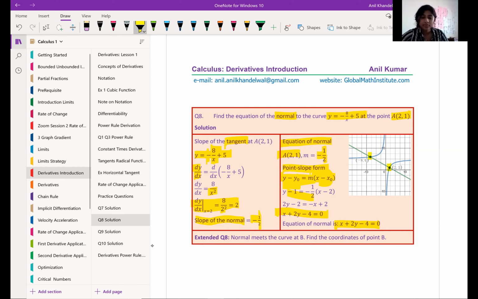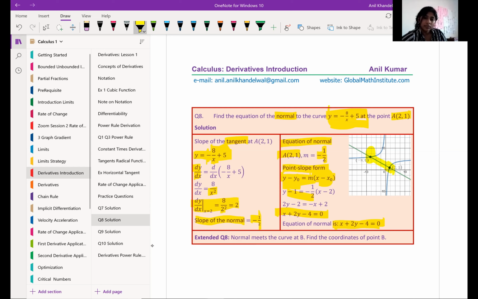All right. So here is the extended question. Normals meet the curve at B. As you can see, we were interested in this particular point, but if you extend, it meets somewhere else also. As a part of the exercise, you may have to work with this equation of the normal and the equation of your function given to you, and find the second point where the normal intersects. So that could also be part B or C of your question. You understand? Find the equation of the normal and find another point where it intersects the original curve.